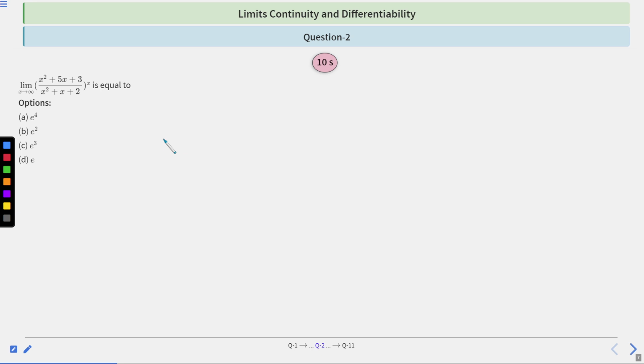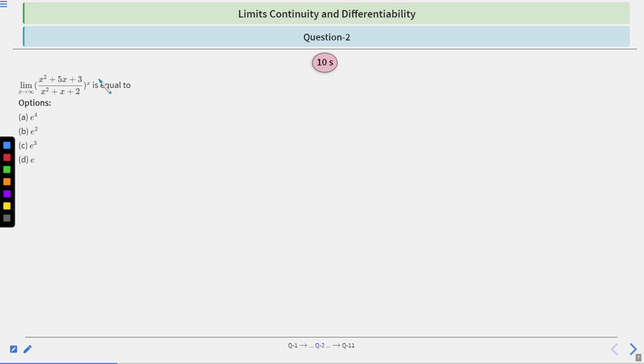See, when you see this question, it is of the form 1 to the power infinity, right? Because when you take x square common from the numerator and the denominator, it will be 1 plus 5 by x plus 3 by x square upon 1 plus 1 by x plus 2 by x square, right? And the base part is basically 1 when you put x tending to infinity, and the power is basically infinity. So it is of the form 1 to the power infinity, right?